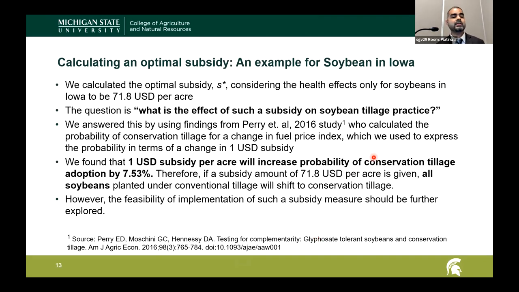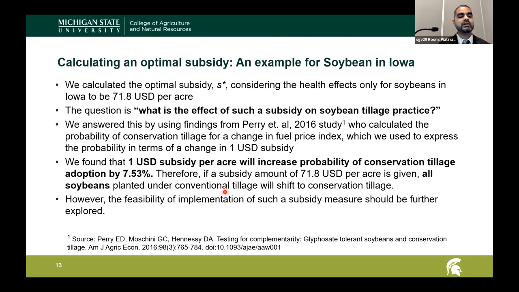So we calculated such a subsidy amount for soybeans in Iowa, and that number came down to 71.8 USD per acre. Now the question would be, what is the effect of such a subsidy on soybean tillage practices? We were able to answer that question using the Perry et al. study, which calculated the probability of conservation tillage when there's a change in the fuel price index. We had data for the actual fuel price for those years, and hence we could express that probability in terms of a change in one US dollar subsidy.